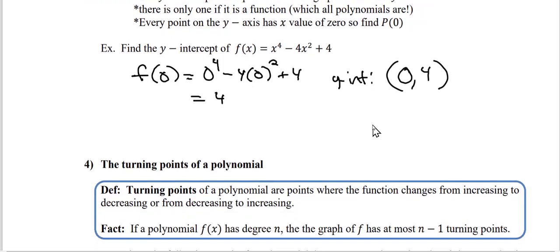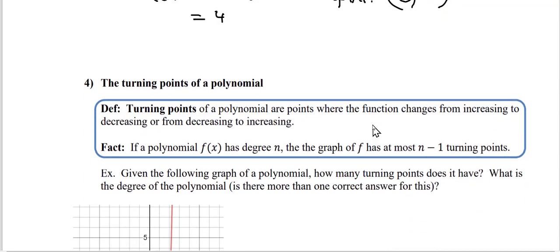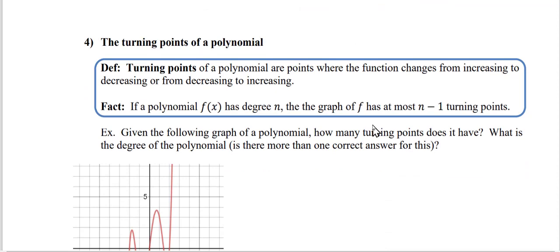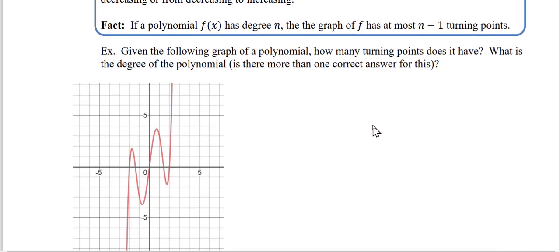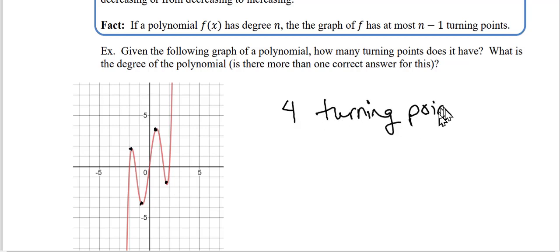One last little thing, just a quick thing. Turning points of a polynomial are points where the function changes from increasing to decreasing or from decreasing to increasing. We kind of defined that earlier as the local minimums or maximums. So in this picture down here, it changes from increasing to decreasing here, from decreasing to increasing here, from increasing to decreasing here, and here. So this has 4 turning points, just based on the definition of a turning point.